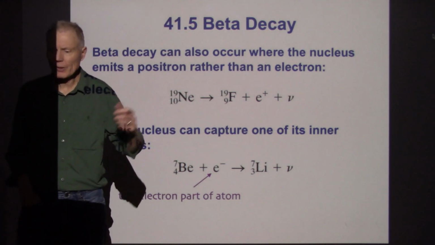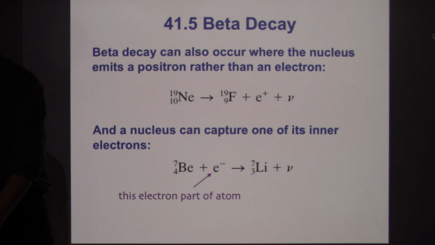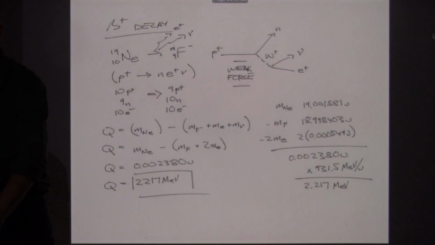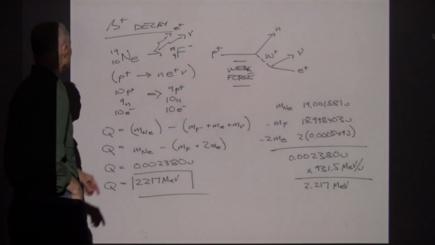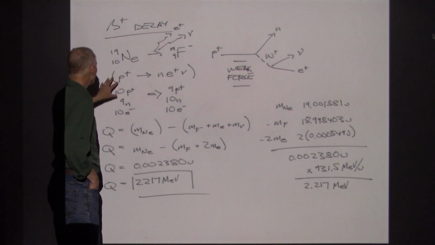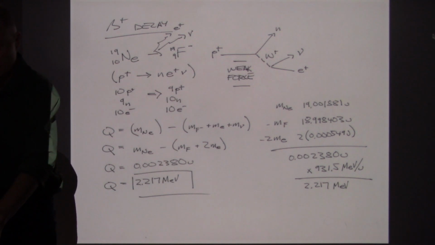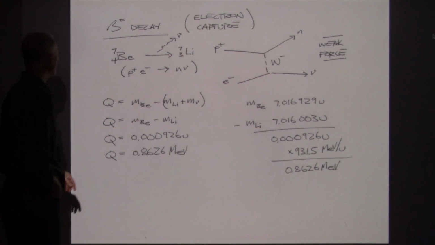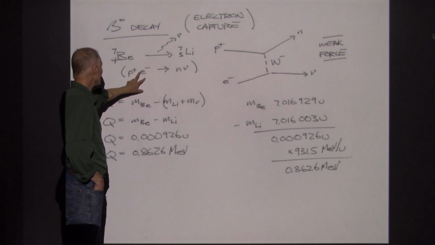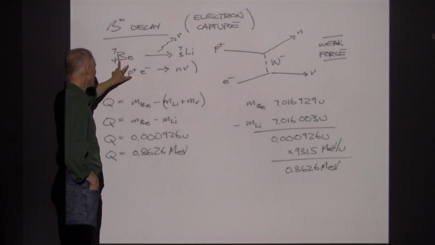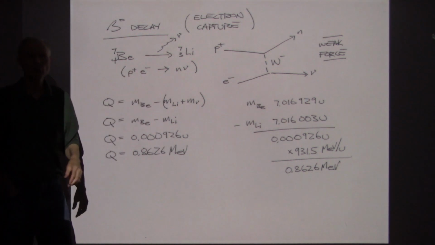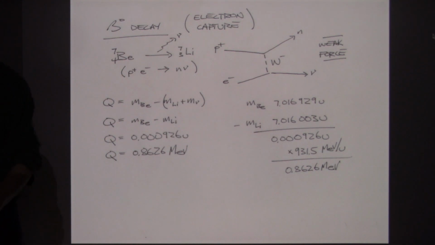The way that I've done that is to write those underlying reactions. But I would suggest using something like this, where you can show exactly what the reactions are. This one's beta plus, and then here is the electron capture. Something that shows that an electron that was part of the beryllium is what's turning into the neutrino. It's not another electron coming out from somewhere.